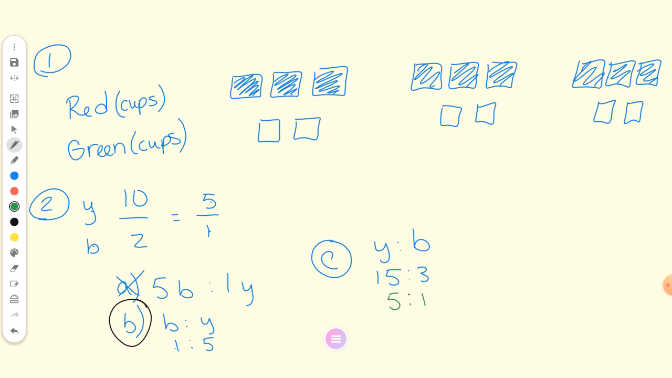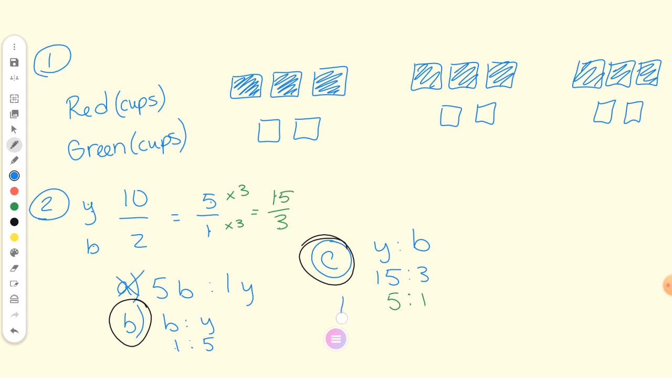Or here, if I'm trying to get yellow to 15, I can do times 3, times 3, and I would get 15 to 3, as long as my yellow to blue matches. So 15 yellow, 3 blue. Does it work out? Yep, so C should have been answered or circled.